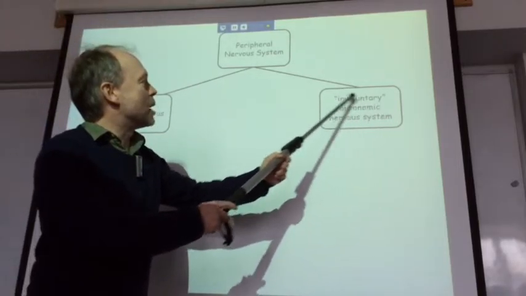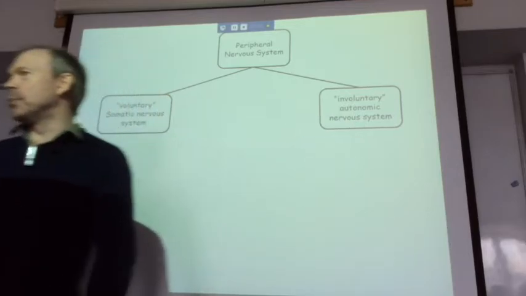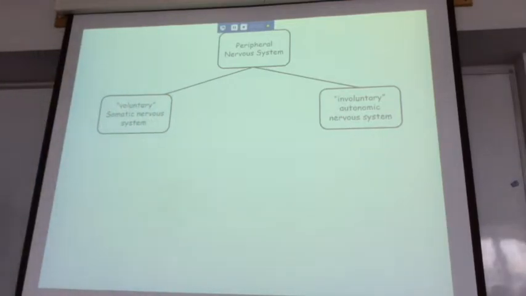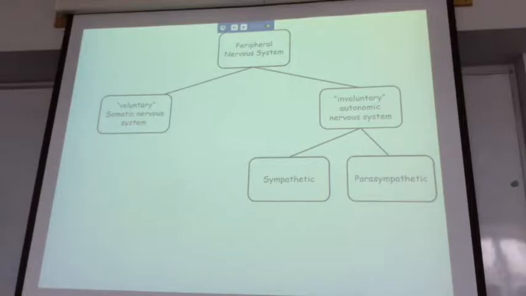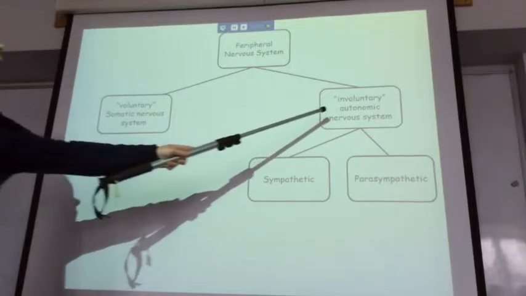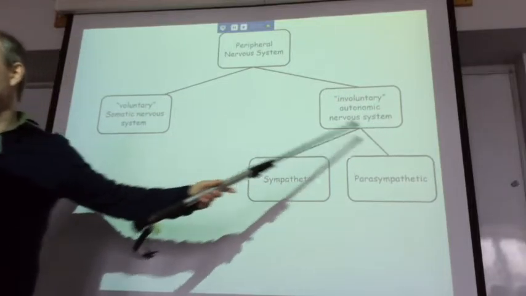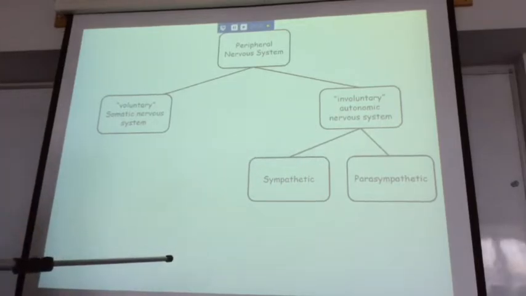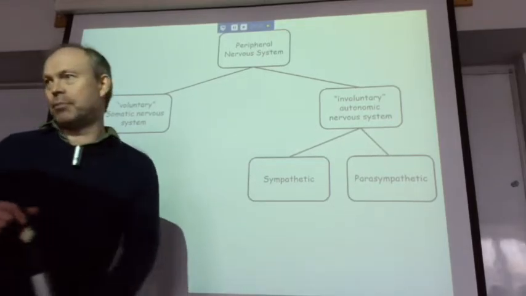And there are other names for the involuntary nervous system, like the autonomic nervous system would be the most obvious one. I can't think of another one right at the moment. There are various different names for the voluntary, and somatic is the most obvious. So somatic nervous system means the same as voluntary. Within the autonomic nervous system, within the involuntary, and I would nearly always use the term autonomic nervous system, you have a sympathetic and a parasympathetic system.